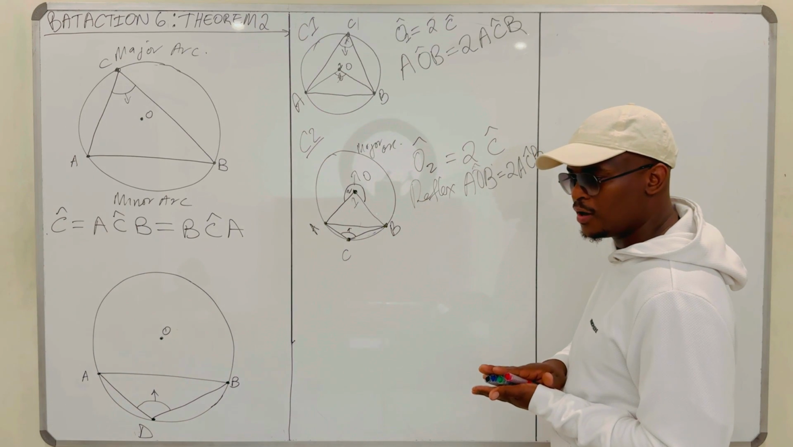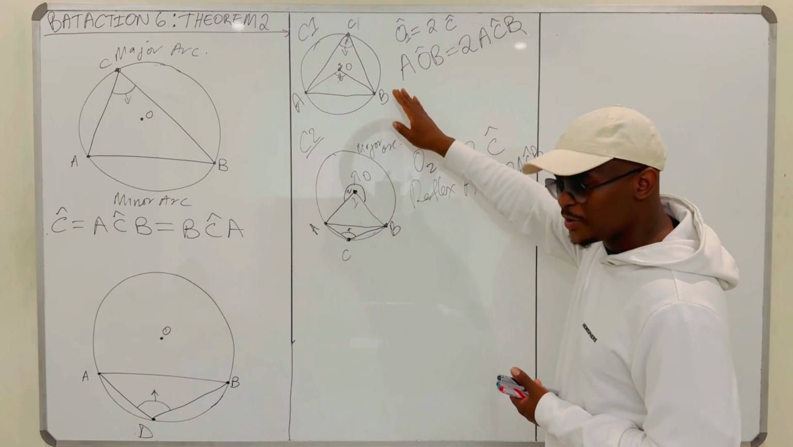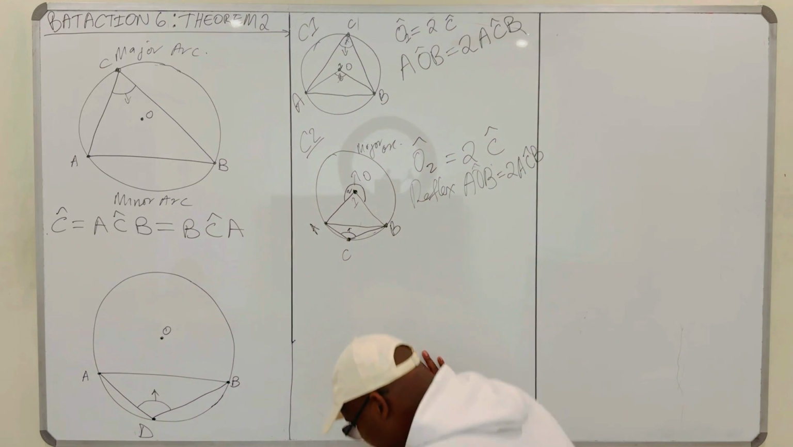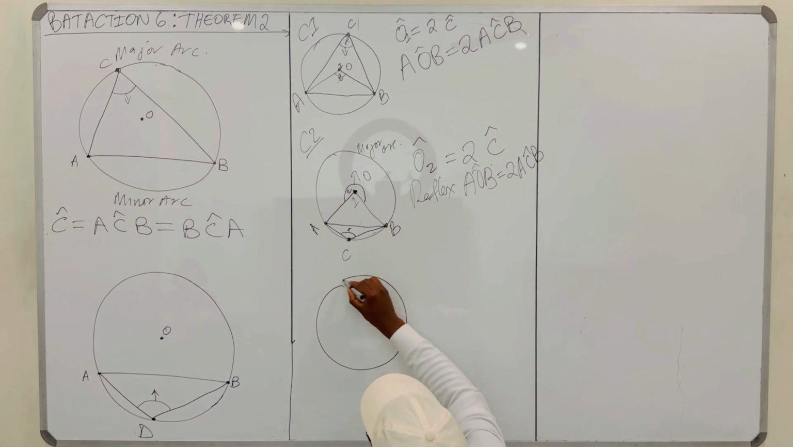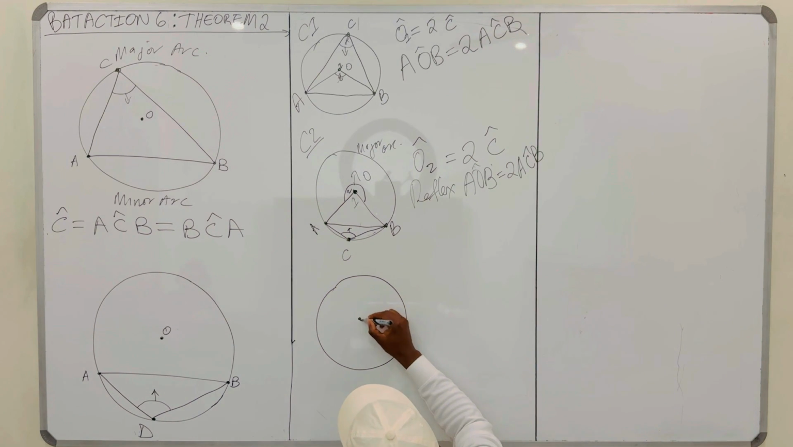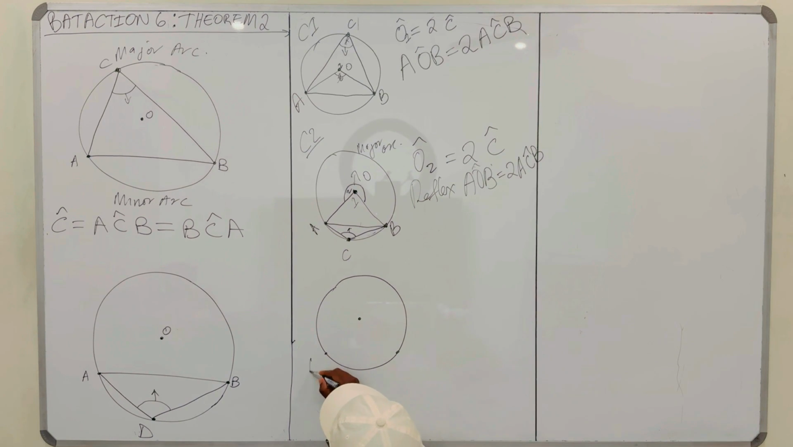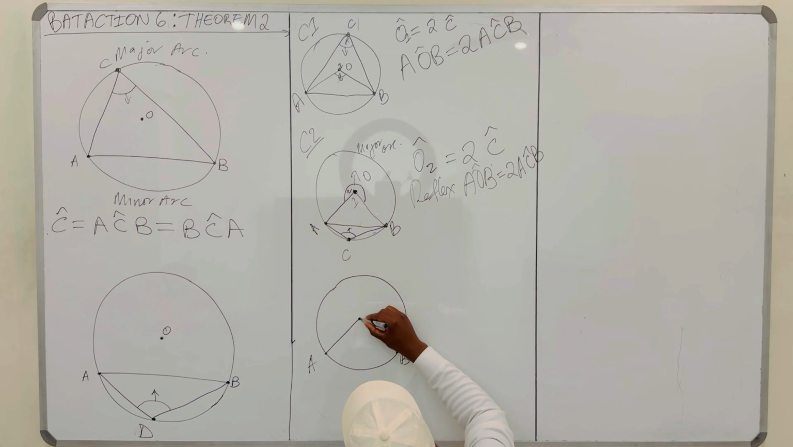Is everyone happy so far? Yes. So this is case number 2. And I'll go to case number 3. Case number 3 looks like this. Can you see? So you have your center here as well. Let's say you have your A and your B as well. So you subtend here, minor arc here. Are you with me?